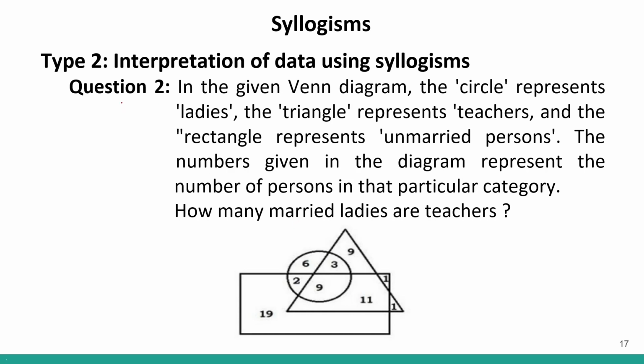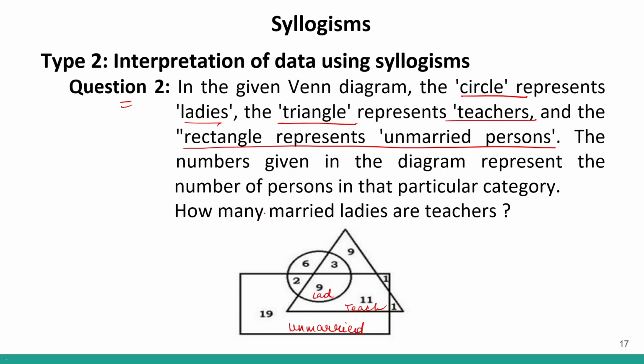Now, question 2, again a diagram based question. In the given Venn diagram, circle represents ladies. Triangle represents teachers. Rectangle represents unmarried persons. Okay. Now, the number given in the diagram represents the number of persons in that particular category.